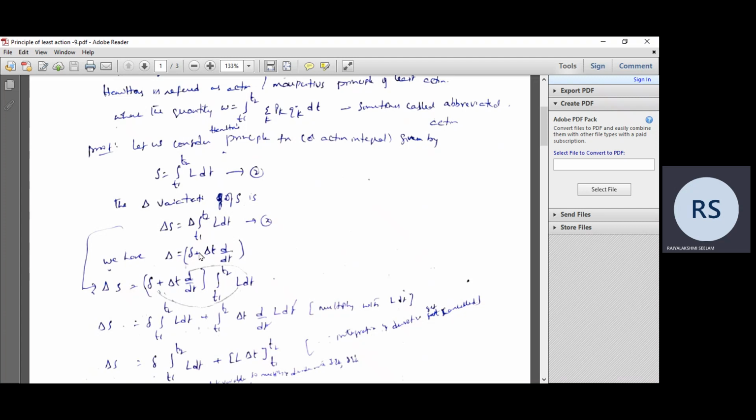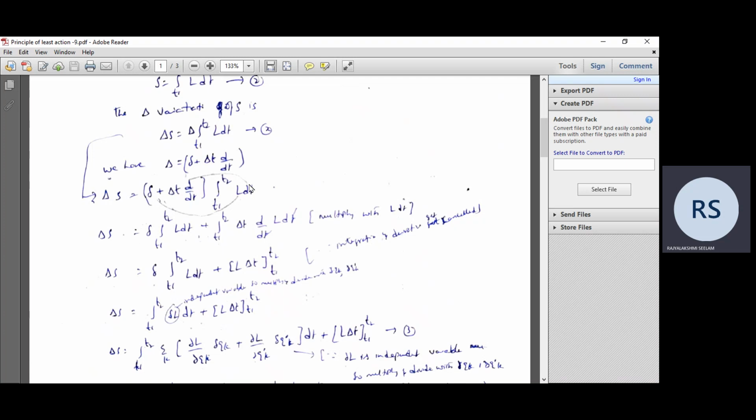Let us substitute this delta in equation number x. So delta S equals, replacing delta with delta plus delta t d by dt, into the integral from t1 to t2 of L dt. Let us multiply the integral from t1 to t2 of L dt with these two terms: delta integral from t1 to t2 of L dt plus the integral from t1 to t2 of delta t d by dt into L dt.